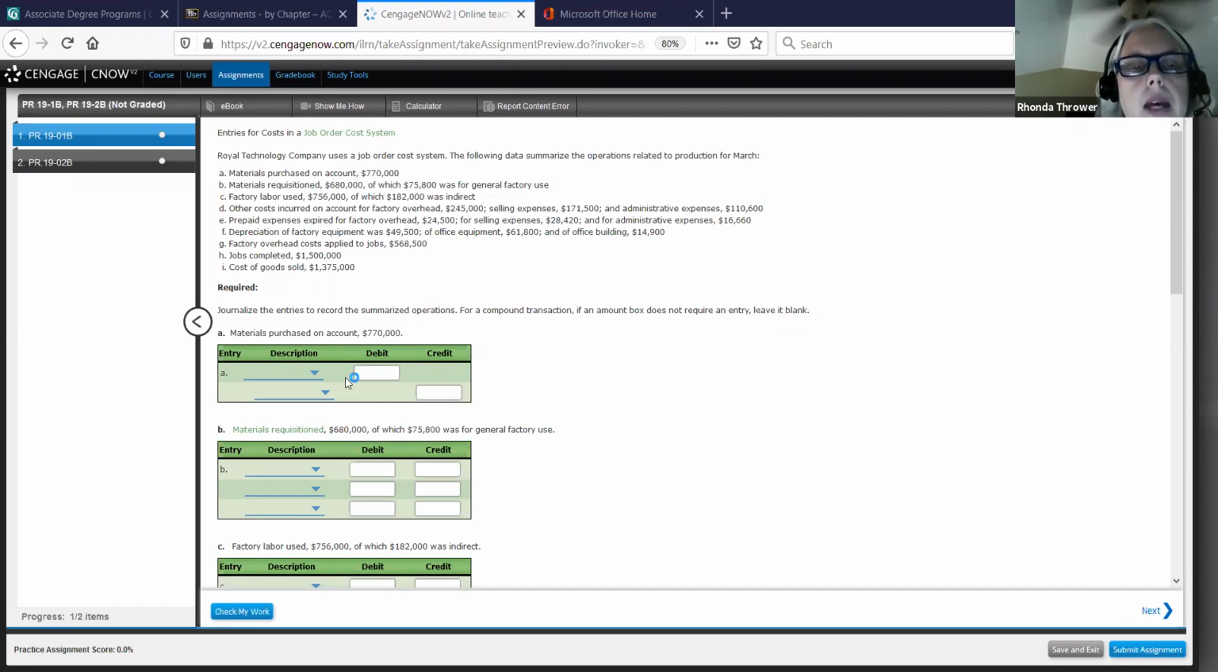We're going to start by creating the journal entries for materials that are purchased on account. Materials is an inventory account, and we're going to debit it because it's an asset account. The materials that we purchase are going to go into our materials account at $770,000. We're going to credit accounts payable for $770,000.